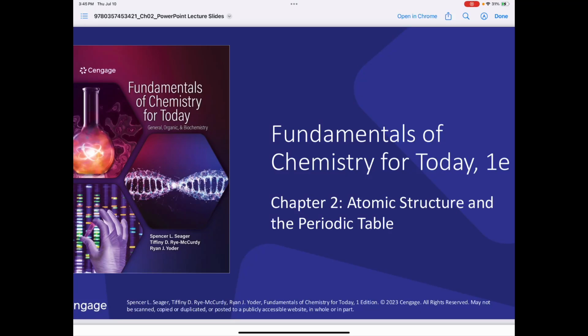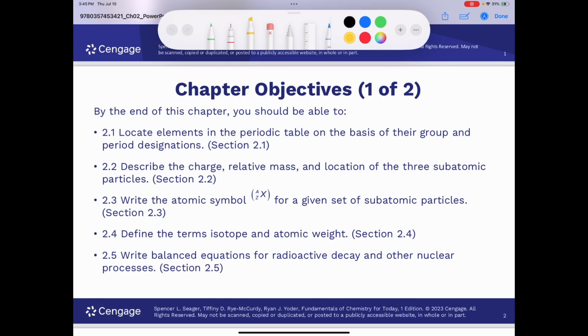Okay, chapter 2, we're going to take a look at atomic structure and we're going to get into the periodic table. And by the end of this chapter, you should be able to find elements on the periodic table. You should be able to identify groups and periods. You should be able to describe charges, relative masses, and location of the three subatomic particles. That means the proton, neutron, and electron. So we're going to discuss that.